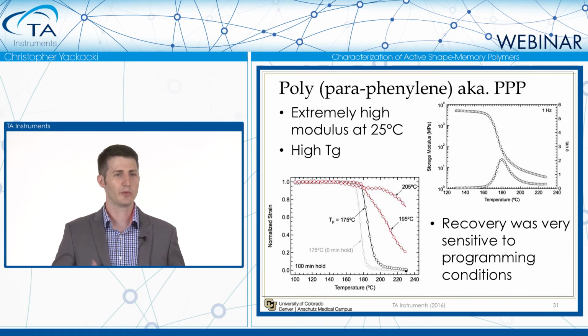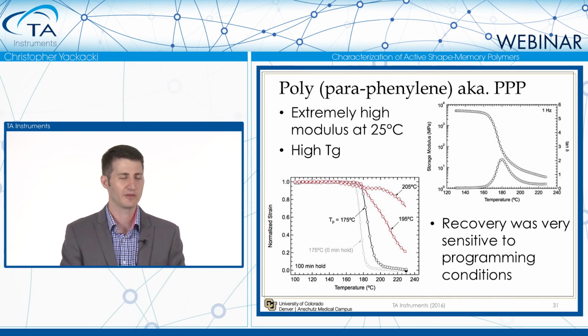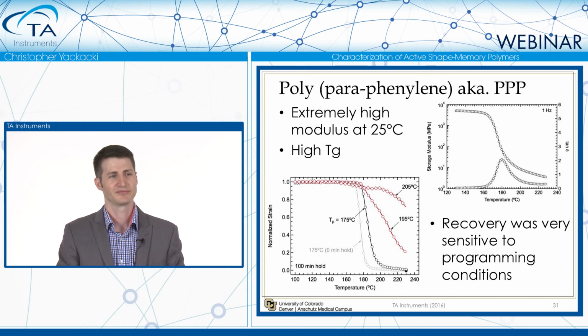And what we noticed is when we would program it and run our recovery test, in this case just free strain recovery, we didn't apply any forces to it, we just let it recover very naturally. It was very sensitive to our programming conditions. So I have 4 different programming conditions here. It depends what temperature we elongated or stretched our polymer at. In this case, we could do 175 degrees and then just cool it very rapidly. So I say a 0-minute hold, or we have 175 degrees where we would program it and then leave it at the high temperature for 100 minutes. And then also with that, we tried 195 and 205 degrees.